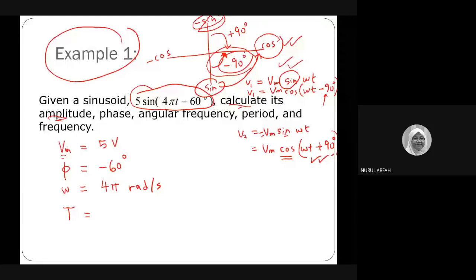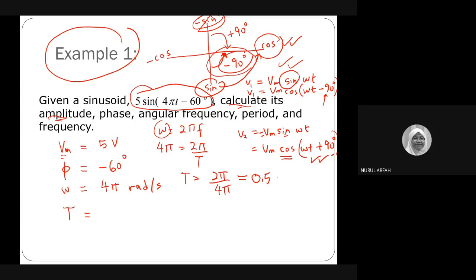0.5? What is the equation then? You know that omega is equal to 2 pi f, and then the T, and you know that omega is equal to 4 pi, and this is 2 pi over T, right? So you can play with this. T is equal to 2 pi over 4 pi. Yes, this is 0.5 second. Since there's no unit, then I just put second without prefix.